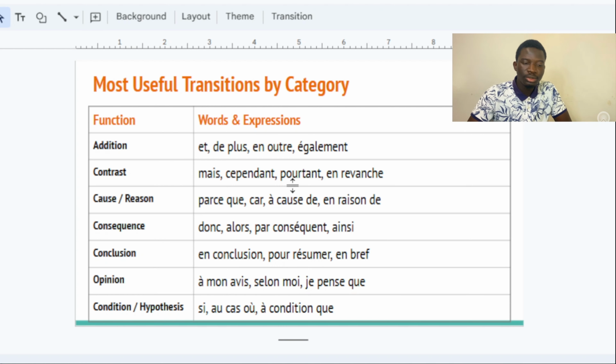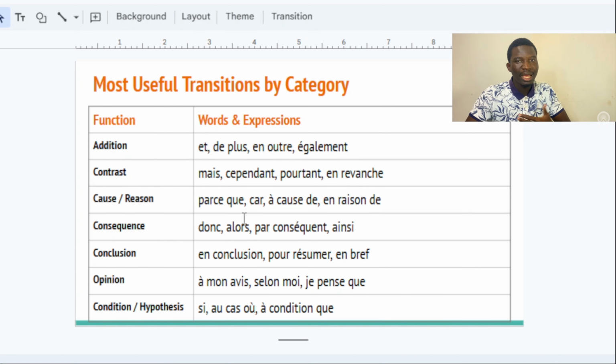Another word that you can use, pourtant. It means even though, right? So also very important. En revanche also means like however, okay? So this is for contrasting ideas. Now for causation, telling the reason of something, you say parce que, because.